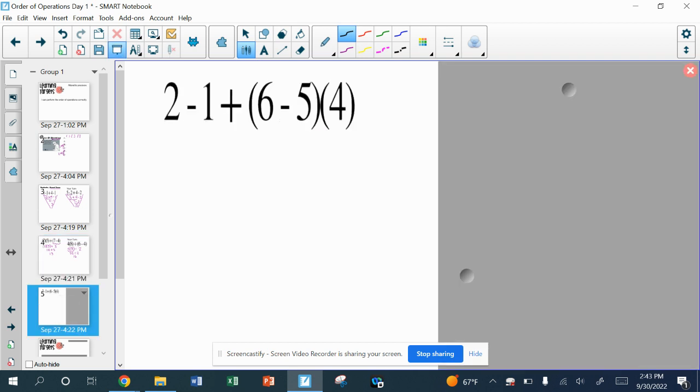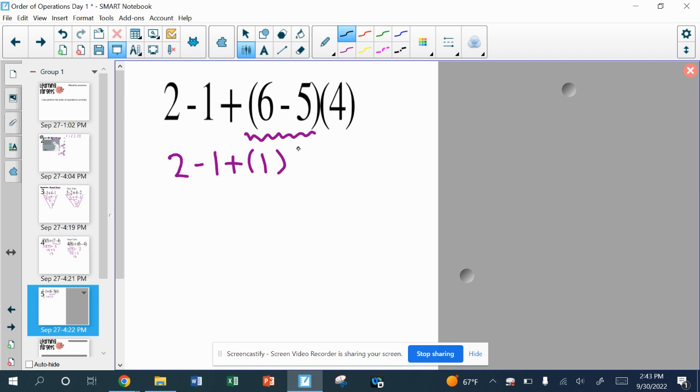Now we've got a couple more steps this time. I still do have some things inside parentheses. So I am going to, inside the parentheses, make sure that I take care of that. So I'm going to rewrite everything that I don't take care of yet. 2 minus 1 plus, inside the parentheses, 6 minus 5 is going to be 1. I'm actually going to keep that 1 in parentheses. There's a reason it's in parentheses besides just doing that subtraction first.